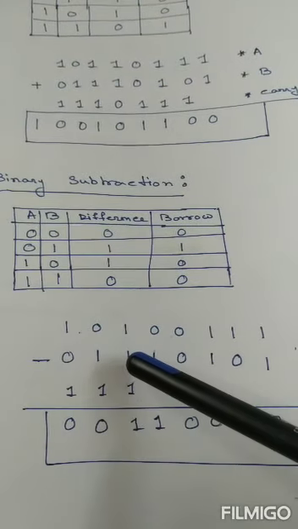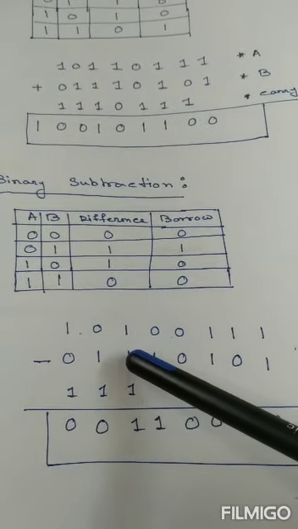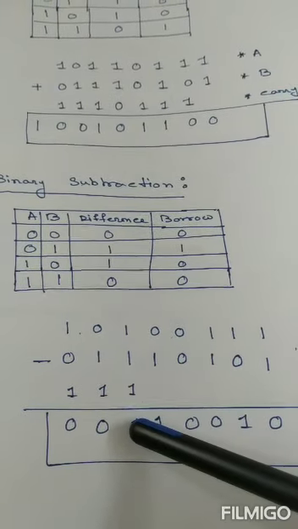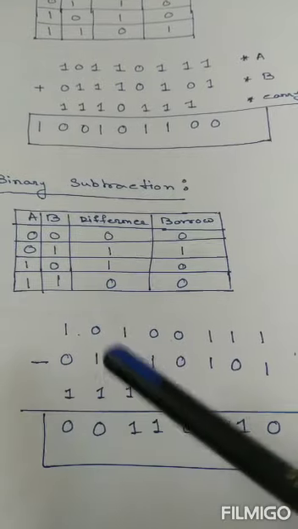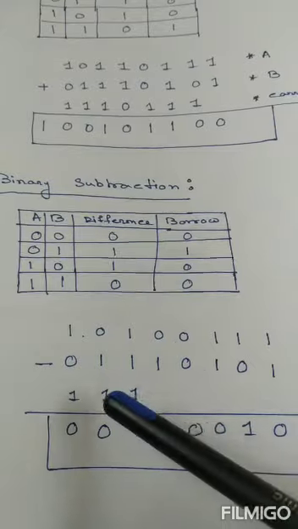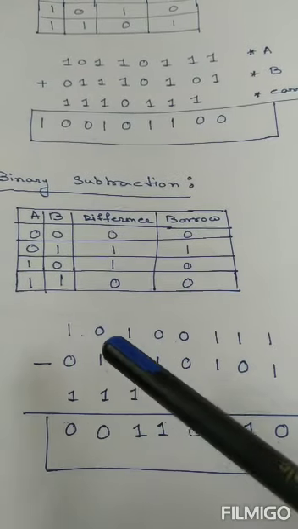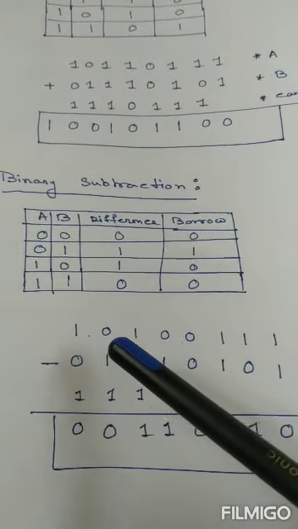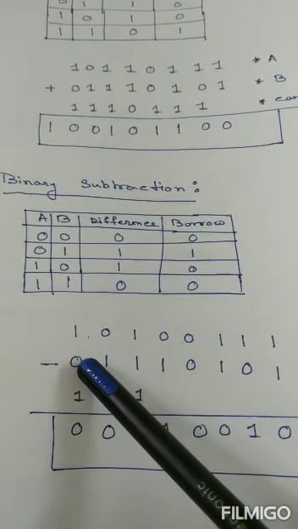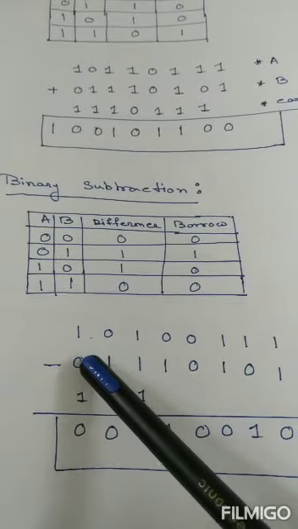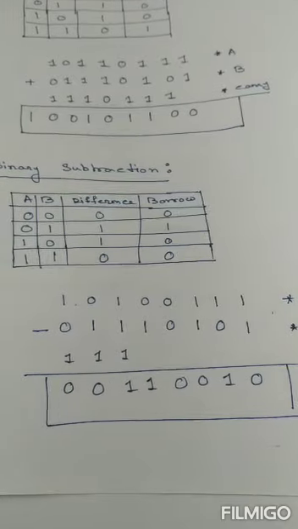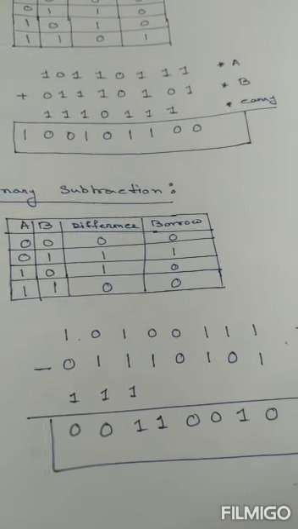So write here the borrow. Then 1 minus 1, difference is 0. 0 minus 1, difference is 1. There is a borrow. So write here 1. 0 minus 1, difference is 1. 1 minus 1, difference is 0. But here 0 minus 1, there is a borrow. So write the borrow here. 1 minus 0, difference is 1. 1 minus 1, difference is 0. So this is the answer of the subtraction.